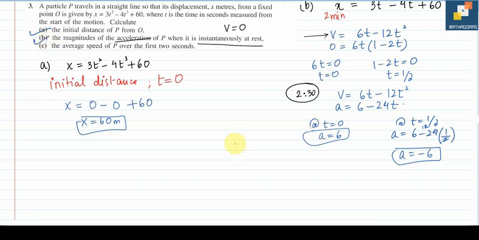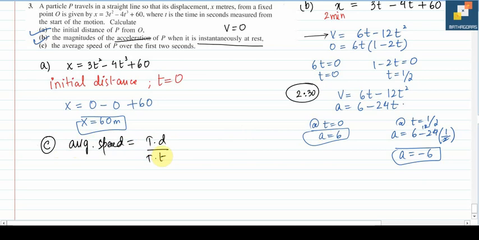Alright, after part B, part C: the average speed of P over the first 2 seconds. So what is average speed? Average speed is total distance divided by total time. Alright, distance divided by time. It says for the first 2 seconds, that means we have t equals to 0, t equals to 1 and t equals to 2.